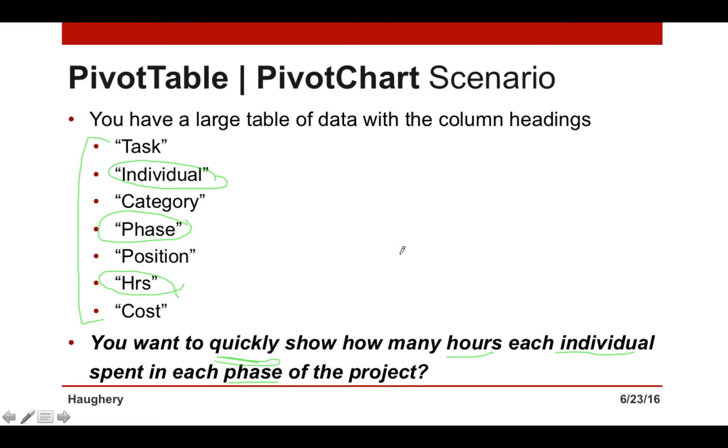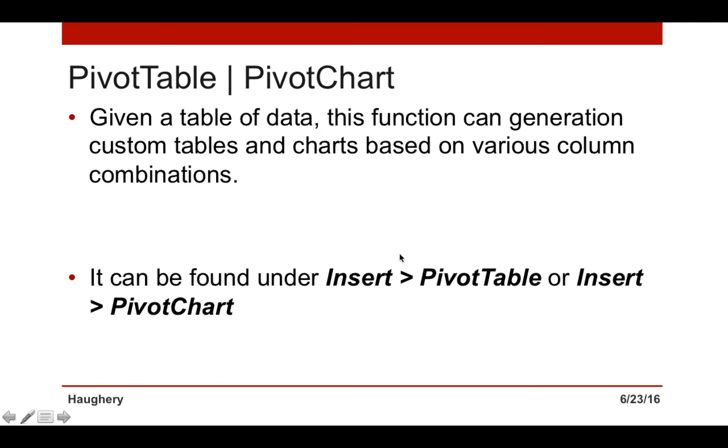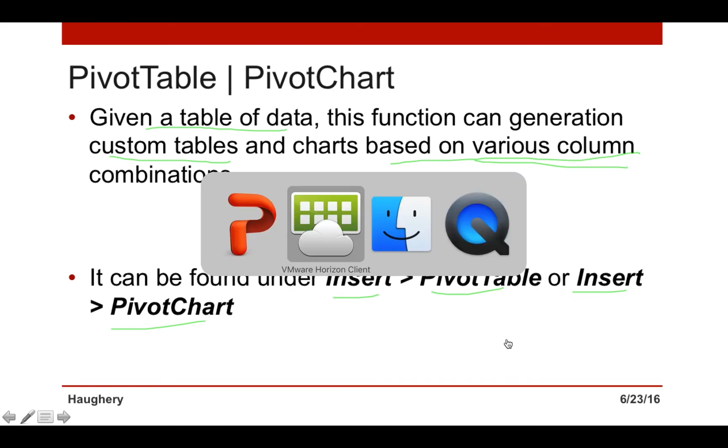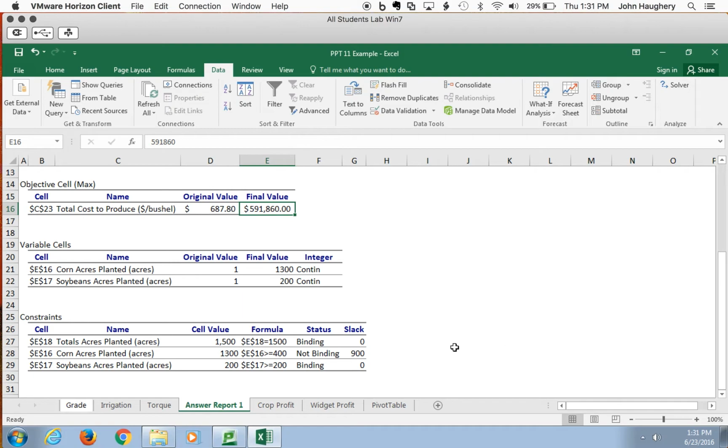And so if we look at a pivot chart or pivot table, we're able to really quickly pull that information out of a very large table of data, and we'll show that in a second here. But basically, pivot tables and pivot charts take a big data set, okay, and allow us to generate custom tables based on various column combinations, and we get to choose what those combinations of columns are. And we'll find this under Insert, Pivot Table or Pivot Chart. So let's jump back over there, and we'll finish up our video here with this.